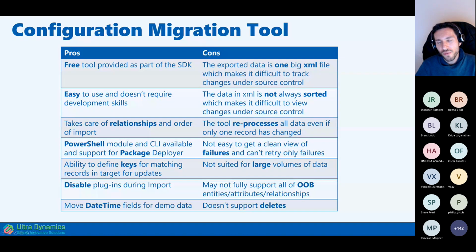Getting a view of the failures sometimes is not very easy. You have to look in the log files. There isn't an interface where it shows you all the records and the errors next to them. And it's probably not designed for large data volumes like data migrations and things like that. It may not support all the out-of-the-box entities that may have some specific rules around them, and it doesn't support deletes as well. So you have to handle the deletes.